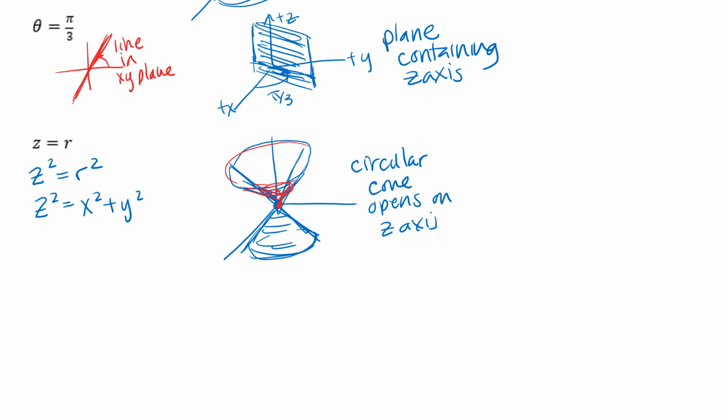If you want to restrict yourself to, say, z values that are greater than or equal to 0, that would be the top half of the cone, where z and r are both greater than or equal to 0. And then the bottom part of the cone, so from the origin down, would be where the z values and the r values are less than or equal to 0. So remember, z equals r. So if z is less than or equal to 0, r is less than or equal to 0 as well.